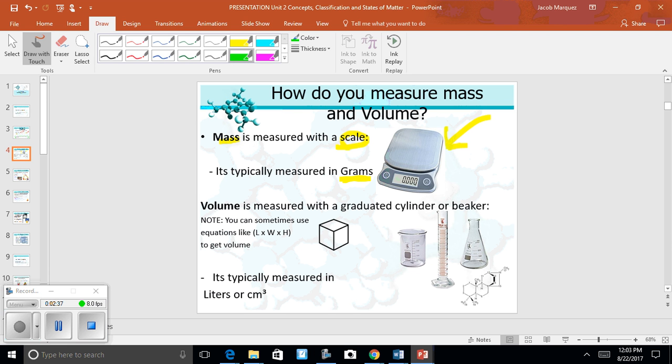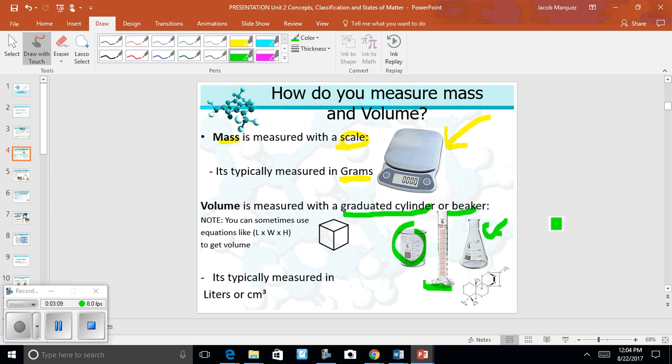What about volume? Volume can be measured with, typically we're going to use a graduated cylinder or a beaker. The beaker is right here, and right here is your graduated cylinder. Okay, we can also use one of these, another type of beaker. So this is how we measure volume, or how much space something occupies. Now typically we use these with liquids, but we can actually get pretty clever and use it with solids too. And we'll go over those examples in class.